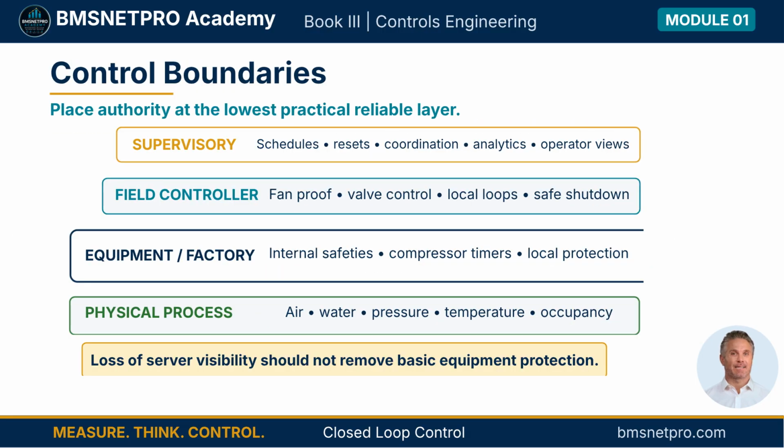A resilient BAS does not make basic equipment protection dependent on a remote screen. Supervisory systems are valuable for schedules, resets, plant coordination, analytics, and operator views. But critical local logic belongs close to the equipment when practical. A field controller should maintain basic temperature control, fan proof, freeze protection, valve action, and safe shutdown, even if the enterprise server is unavailable. If losing a workstation causes the building to lose safe local control, the control boundary needs review.